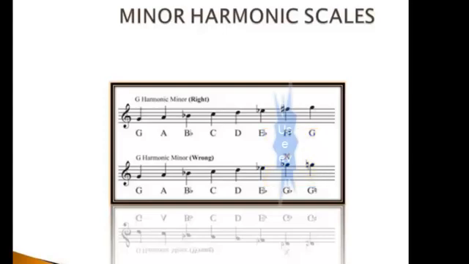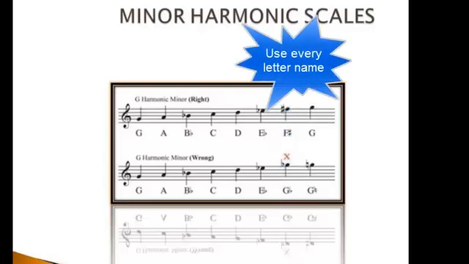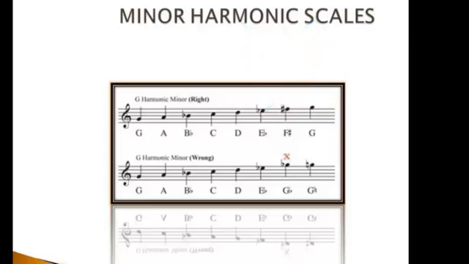Because G flat and F sharp are enharmonic twins. However, we can't have a G flat because we must use every letter name. We can't go from E flat and just forget about F. We must have an F, which is why it's going to be F sharp and not G flat.